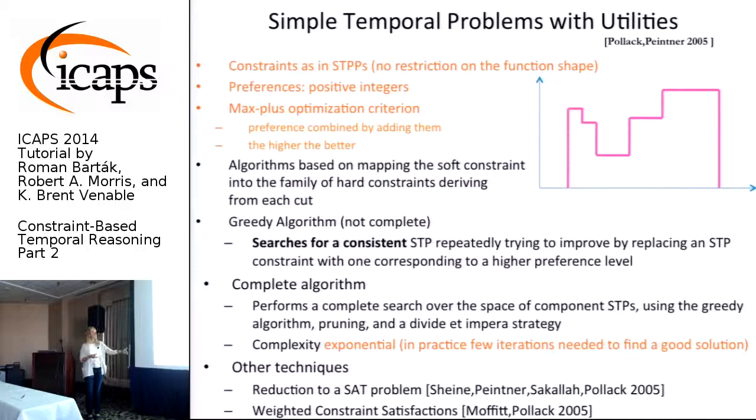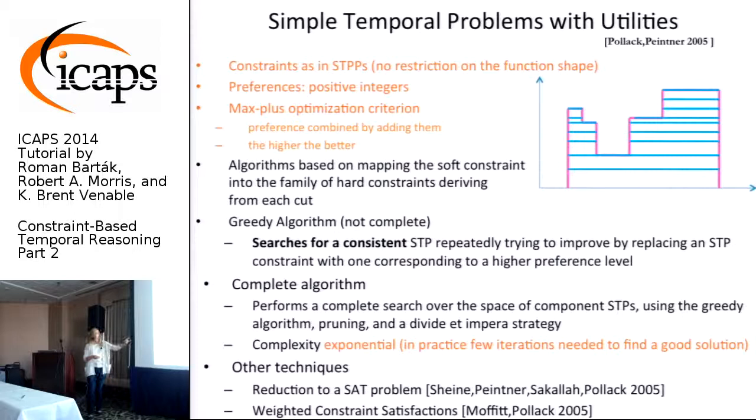So one idea is, again, if you allow any types of preferences, you're again falling into disjunctions. And so you're basically looking for a consistent component STP like you're doing in DTPs, right? And you can actually have a greedy incomplete algorithm that was basically trying to improve by replacing the STP constraints found at one level, pushing them up because you're increasing the utility, so it will only do better. Then you can put some nice ribbons on this greedy algorithm, like pruning, or like a divide and conquer strategy, and make it complete, okay? A nice complete algorithm with ribbons, but still pretty slow, all right?